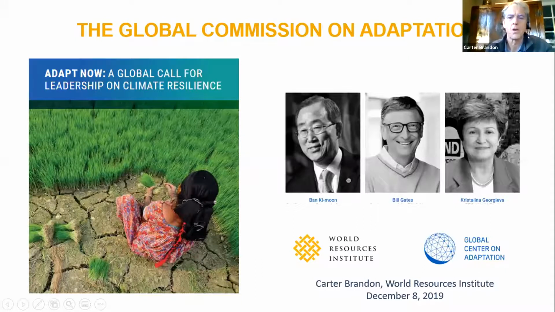So let me share my slides quickly to give some overview on that Global Commission on Adaptation. Here we go. Hopefully that's worked. So I'm at World Resources Institute, but we've been supporting the Global Commission on Adaptation, which was a group of high-level people. As you can see, the three co-chairs were Ban Ki-moon, Bill Gates, and Kristalina Georgieva, who now runs the IMF.